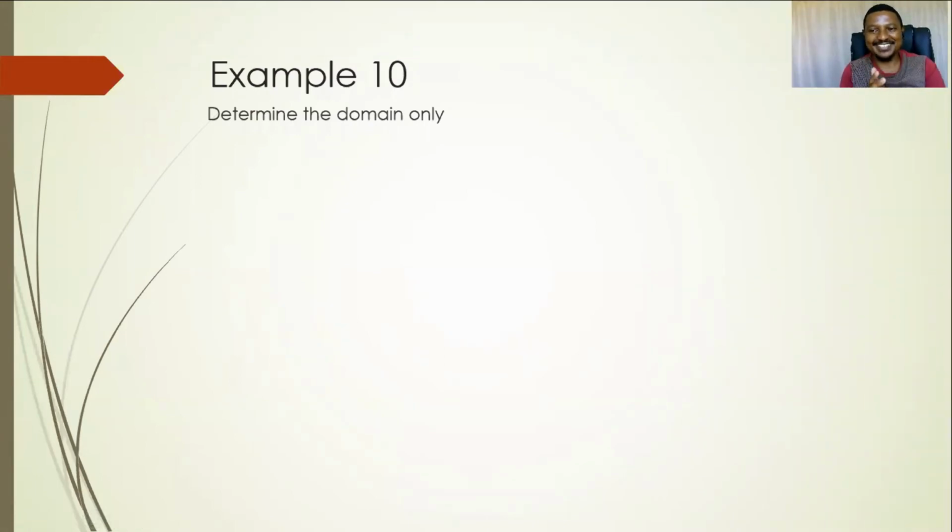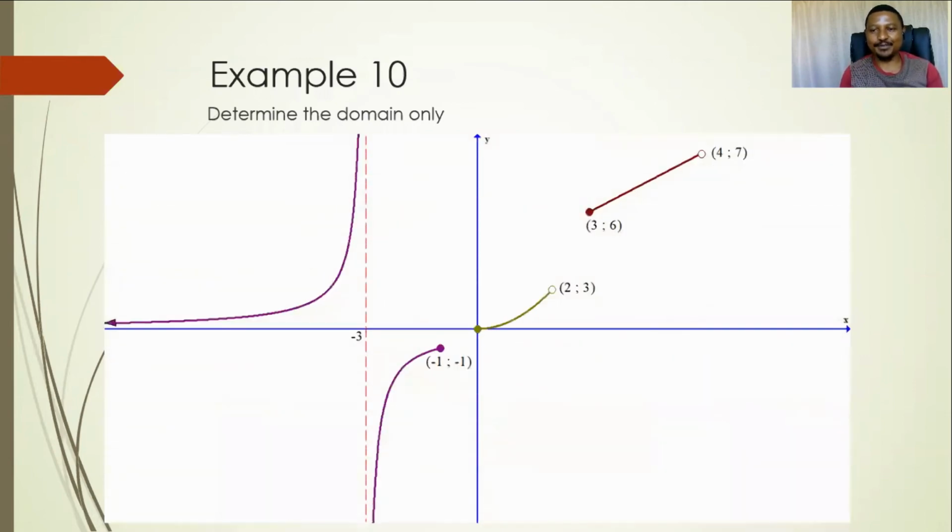It's a very exciting example. Here is example number 10. You're given this graph. Whoa. I think all of you are thinking, what kind of graph is this? But it doesn't matter. This is what we call a piecewise function.